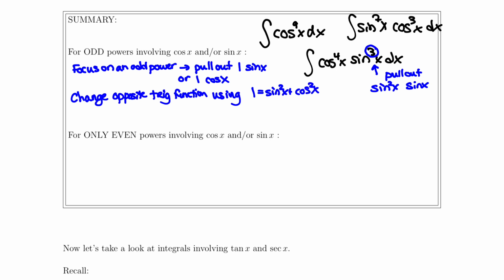So if we pull out a sine, then we change the rest to be cosines. Change into the opposite trig function. If we pull out a sine, we want to change into cosines. If we pull out a cosine, we want to change into sines. And then we finish with u-sub. Then you finish with u-sub.